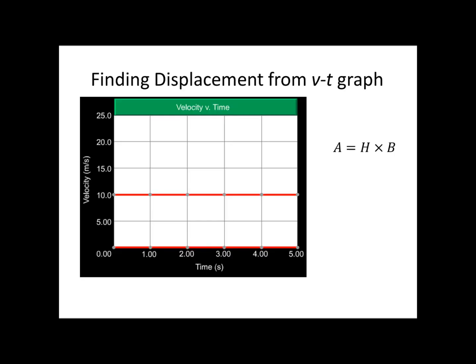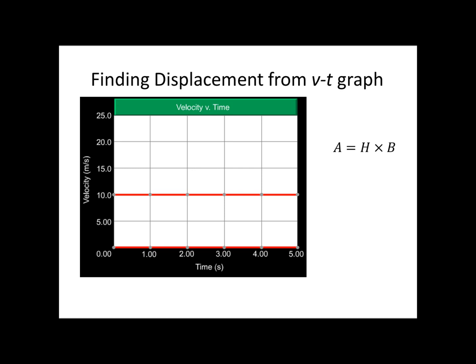Alright, now let's talk about finding displacement from a velocity time graph. Now remember, your velocity time graphs should always be in red. And that's a useful way for us to distinguish velocity time graphs in the book also. They stick with that convention. So here we see a velocity versus time graph. There's technically two velocity versus time graphs here, but I want to talk about the upper one where the object is traveling at a constant 10 meters per second.